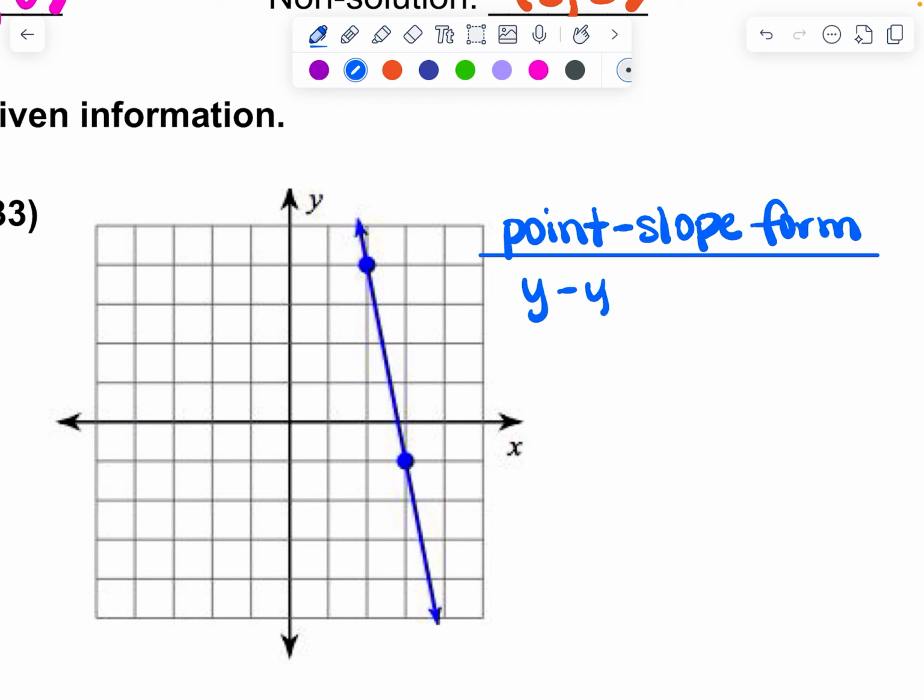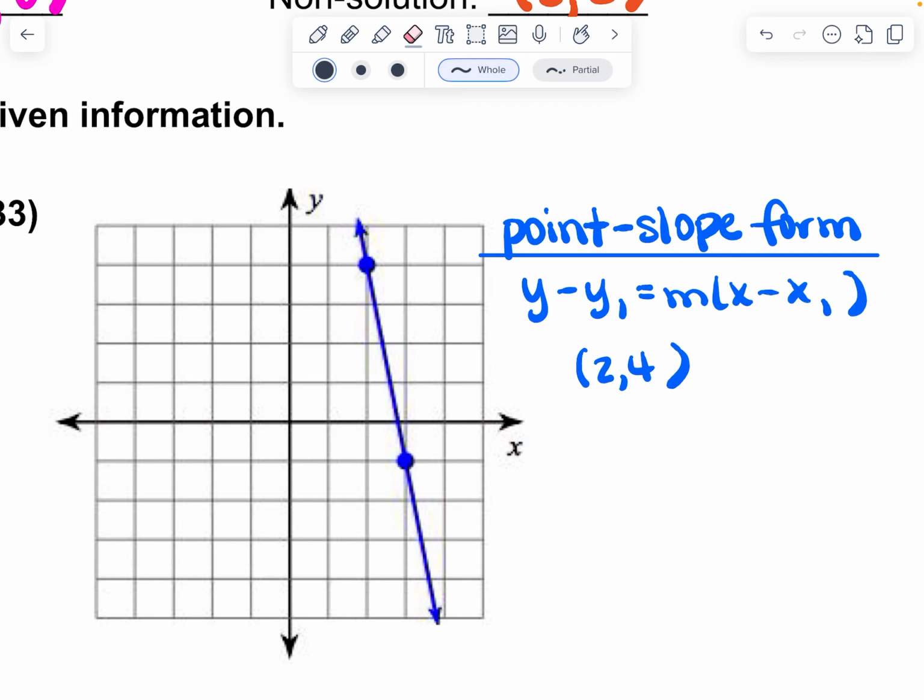So let's pick a point. Let me write point-slope form down. y minus y1. Again, this is on your formula chart. You don't have to have these memorized. All right, I'm just going to pick this point just because I like it. It's the point (2, 4). You can pick this point if you want to. It wouldn't matter.